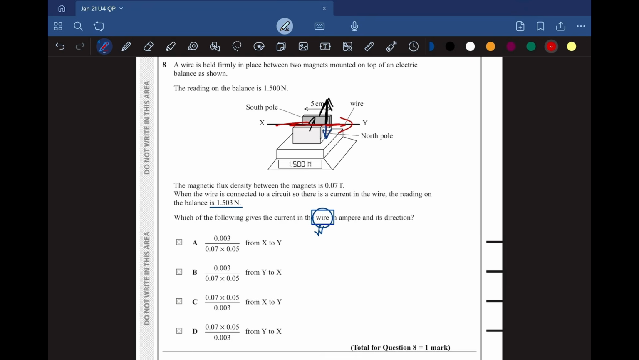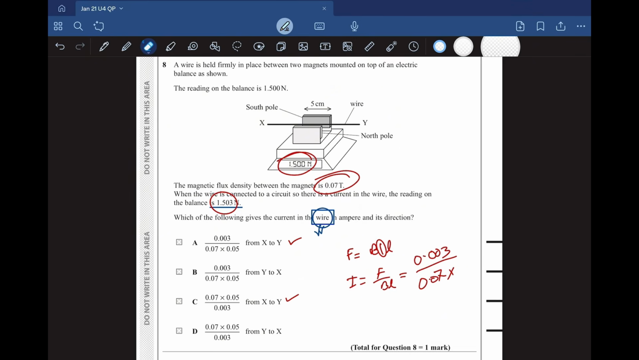And there is a formula. So our correct answer will be either A or C. So let's figure out what the formula says. We know F is equal to BIL, and now here we will have to figure out the current. So the formula will become I is equal to F by BL. So here the force is the change in the force, which is the difference in the force, which is 0.003, which has changed from 1.500 to 1.503, divided by the magnetic flux density, which is 0.007, into the length of the wire in the conductor, which is 5 centimeter, which needs to be converted into meter, which is 0.05. So our correct answer here will be B.